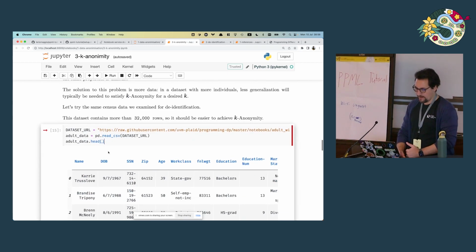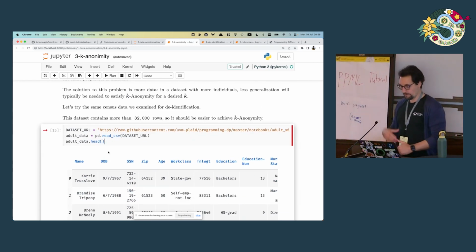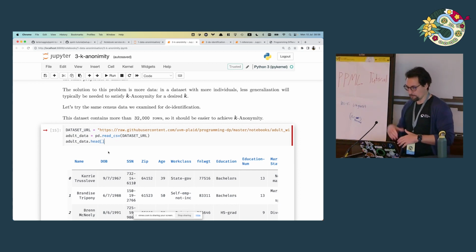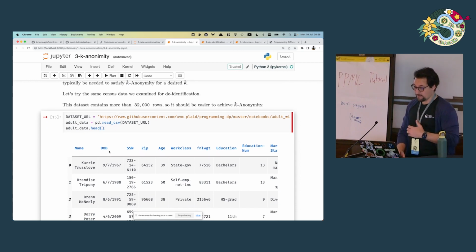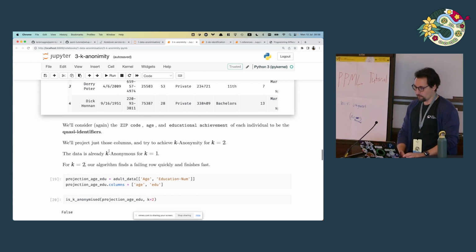Let's try to generalize up to the first 1,000 entries. And there will be a reason for that. So we just gather the 1,000 entries, we try to generalize, and still k-anonymized by 2 is not possible. So let's try to understand what's going on.